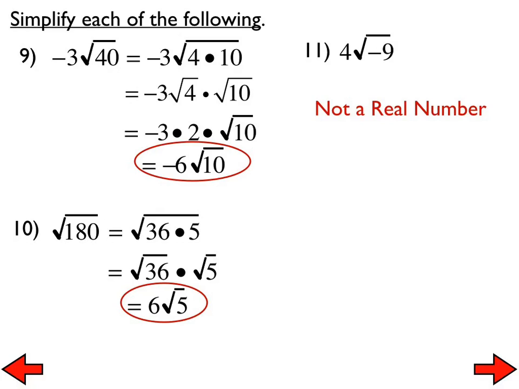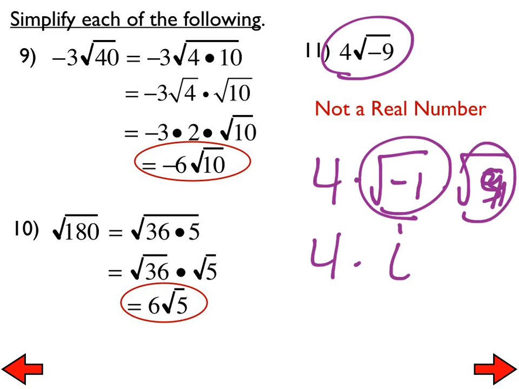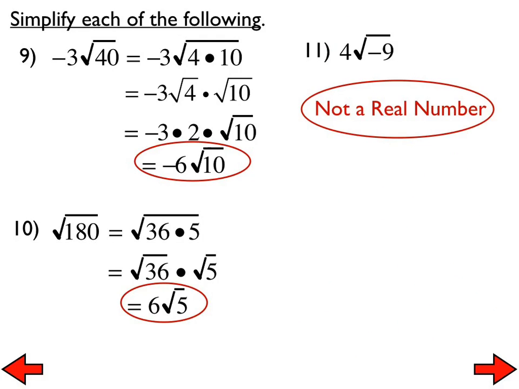Is it 12i? Well, let's see if it's 12i. This means 4 times the square root of 9. I'm going to break up square root of negative 9 into this. This, by definition, is i. This is 3, and that is 12i as an imaginary number. Okay? All right, last thing for today.